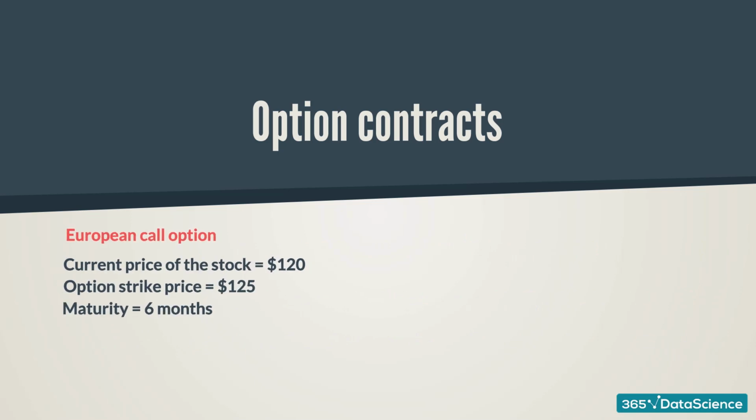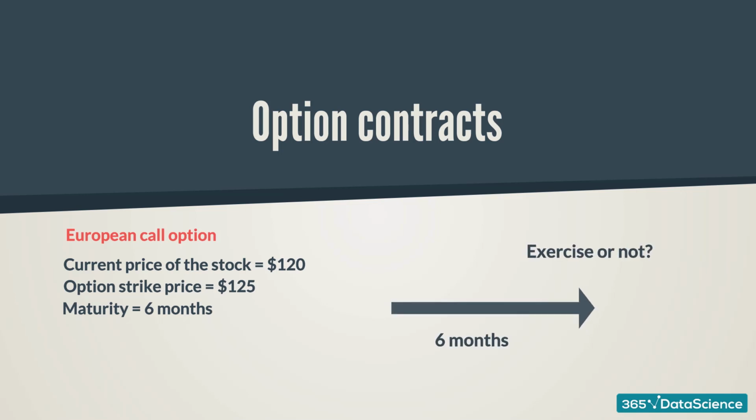Let's provide an example of how a European call option functions. If I own a European option of a stock, and its current price is $120, with an option strike price of $125 and a 6 months maturity, when the option expires in 6 months, I'll be able to decide whether or not to exercise it. If I exercise it, I'll buy the stock at $125. Any rational investor will buy the stock only if its share price has increased above $125, right?